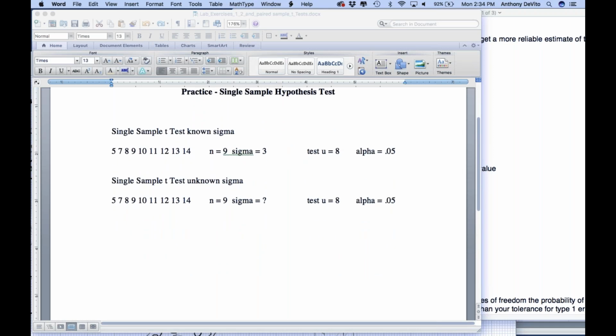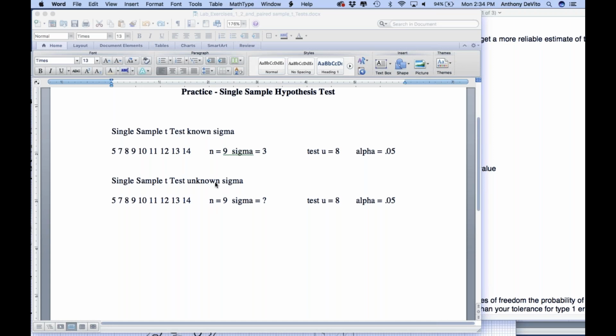A single sample hypothesis test. In this case, I'm going to say we don't know sigma. The only difference between the first one, single sample t-test with known sigma, and single sample t-test unknown sigma, is that in one we know the population standard deviation, so we can use the z-score. In the other, we don't know the population standard deviation, and since it's a small sample, we have to use the t-score. With known sigma, even though it's a small sample, we can get away with the z-score.